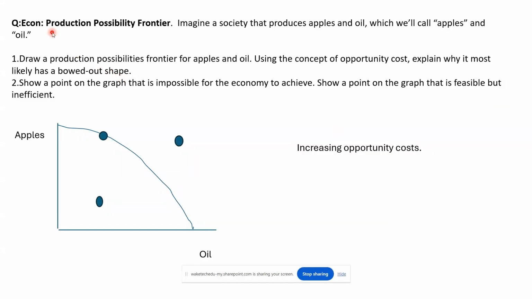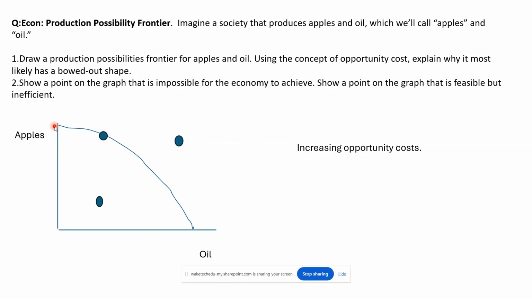Okay, this question has to do with production possibility frontiers, sometimes called production possibility curves. Our question is: imagine a society that produces apples and oil. Draw a production possibility frontier. So here we've drawn the curve.